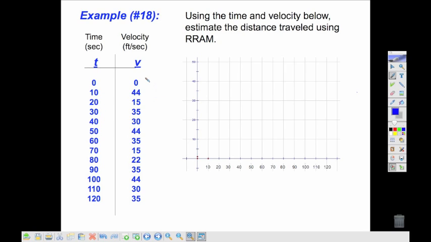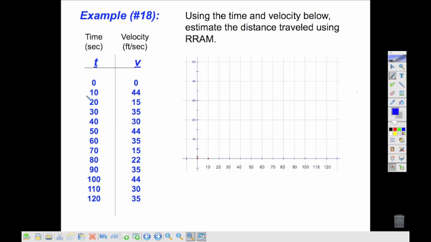We could think about this as driving a car or other vehicle that has a speedometer, and we're looking at the speedometer every 10 seconds and measuring what it is. So at the 40-second mark, we were traveling 30 kilometers per hour. At the 90-second mark, 35 miles per hour. Now, this doesn't give us any information about what's happening between 0 and 10.